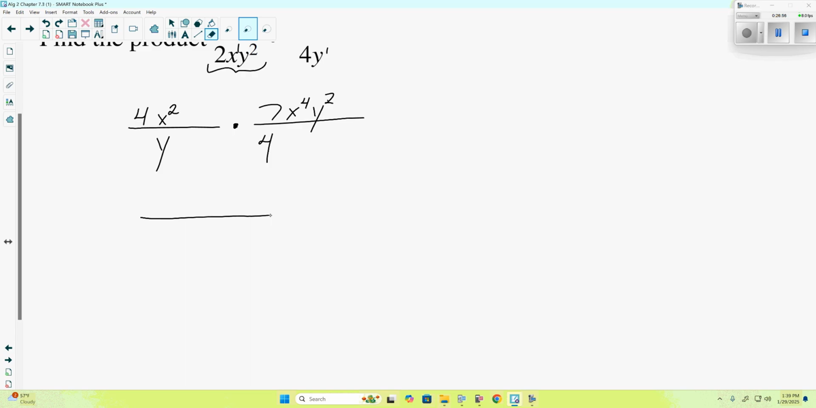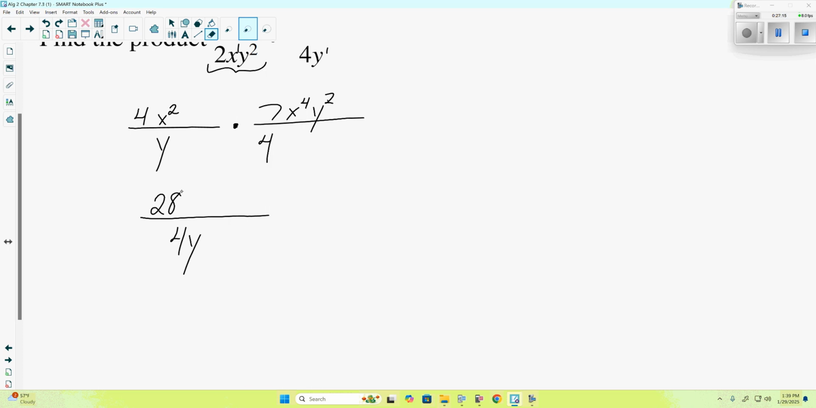Now we can multiply this out. The denominator 4 times y is 4y. On top, 4 times 7 is 28. We could leave it as 4 times 7, or we can multiply. Either way works. x squared times x to the 4th.